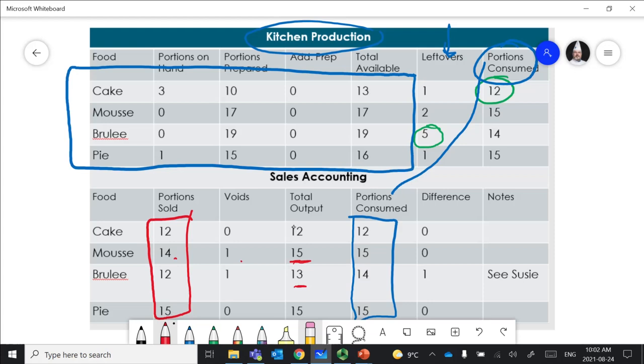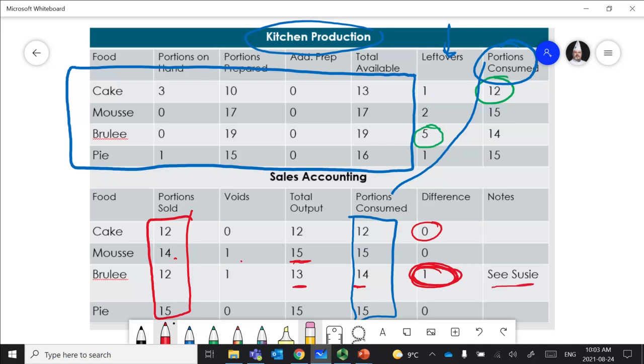So now we compare these two, the 12 that came out of the POS system and the 12 portions consumed from the kitchen gives us a difference of 0, right? Same with the mousse, 15, 15. Now we've got a problem here. Only 13 creme brulees were accounted for in the POS system, but 14 left the kitchen. So we have 1 outstanding here that we don't know what happened to.